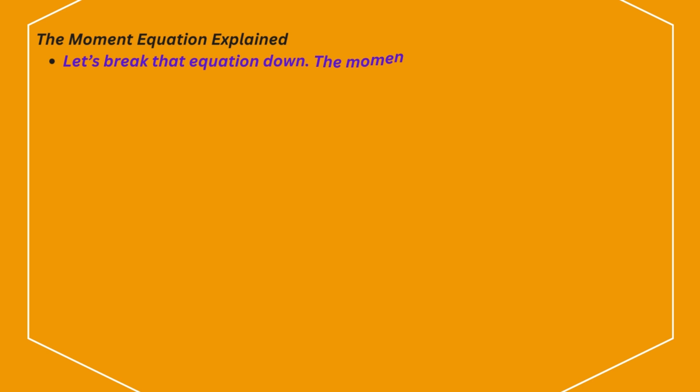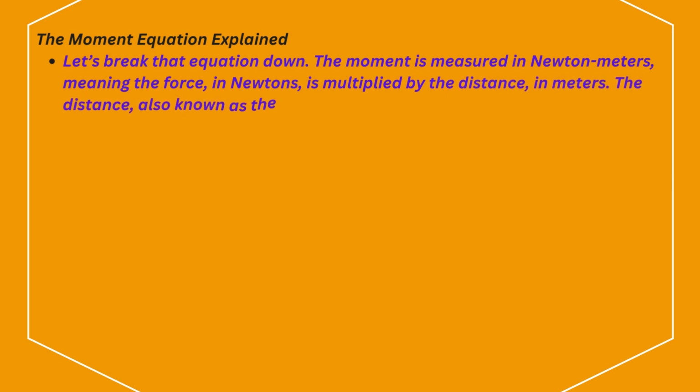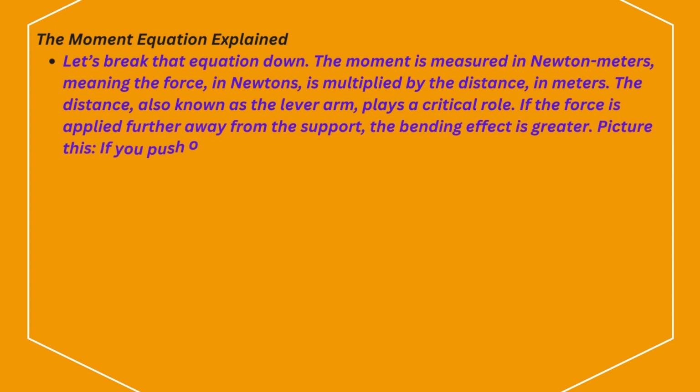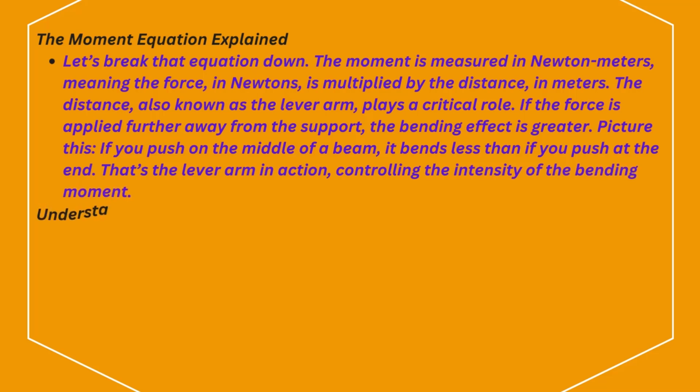The moment equation explained. Let's break that equation down. The moment is measured in newton meters, meaning the force in newtons is multiplied by the distance in meters. The distance, also known as the lever arm, plays a critical role. If the force is applied further away from the support, the bending effect is greater. Picture this: if you push on the middle of a beam, it bends less than if you push at the end. That's the lever arm in action, controlling the intensity of the bending moment.